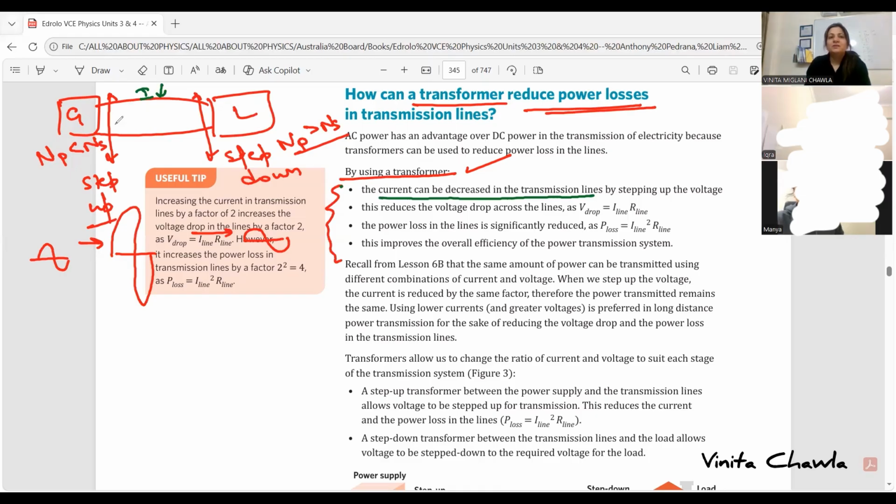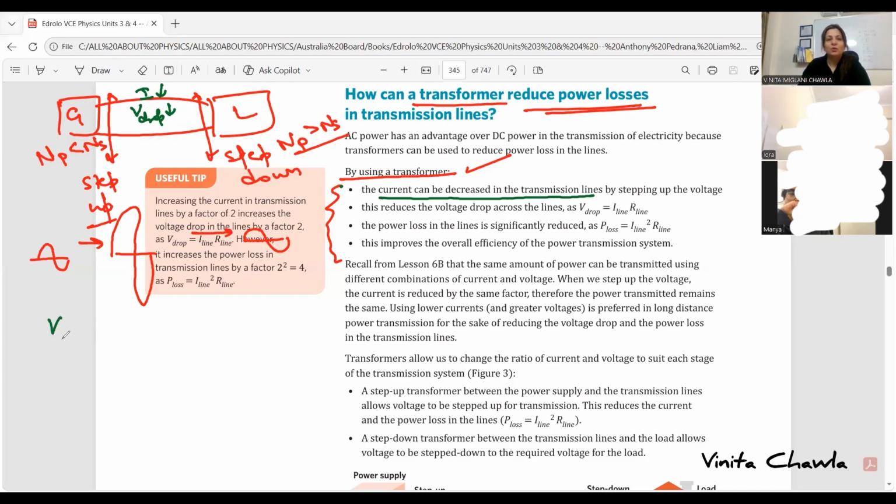Second, because the current is reduced, the voltage drop gets reduced. Because see, we cannot change the resistance of the transmission lines, right? The length of the transmission line cannot be decreased or increased. We need the required line length, we cannot change it, right? But we can change the current and the voltage. So because of the decrease in the current in the transmission line, the voltage drop across the transmission line will decrease. And because the voltage drop is decreased, now we get more voltage across the load.